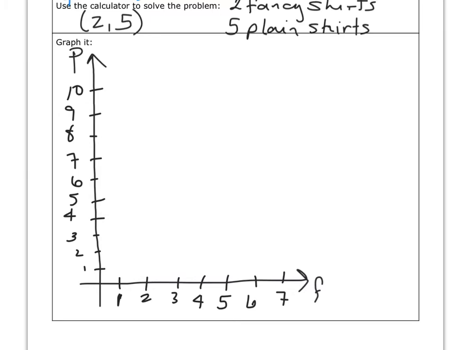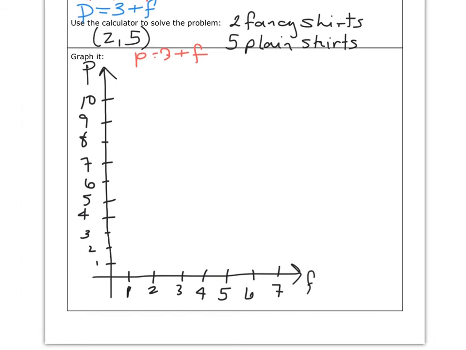So for that first graph, it says P equals 3 plus F. So where do I begin on this graph? At 3. And then what's the slope? 1. My slope is 1, so I'm going to go up 1 over 1. Up 1 over 1. Up 1 over 1.